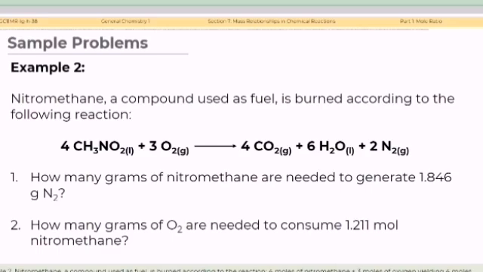4 moles of nitromethane combined with 3 moles of oxygen, yielding 4 moles of carbon dioxide and 6 moles of water and 2 moles of nitrogen. Question number 1. How many grams of nitromethane are needed to generate 1.846 grams of N2? Question number 2. How many grams of oxygen are needed to consume 1.211 moles of nitromethane?